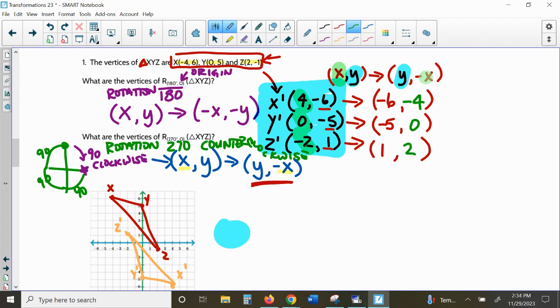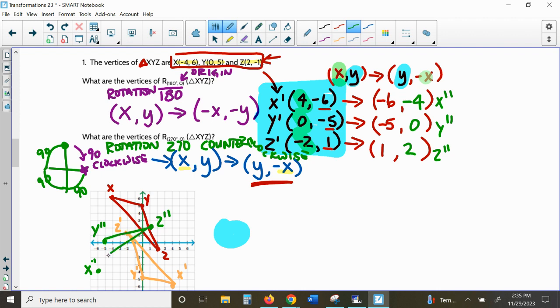So these are going to be my new points for my X double prime, Y double prime, and Z double prime. So let's put them on the graph and see if we made any mistakes. So I'm going to go (-6, -4). That's down here. This is going to be my X double prime. I got to go (-5, 0). That's right here. That is going to be my Y double prime. And Z is going to be (1, 2). So he's going to be over here. This is going to be my Z double prime.